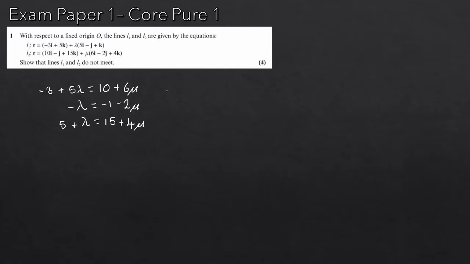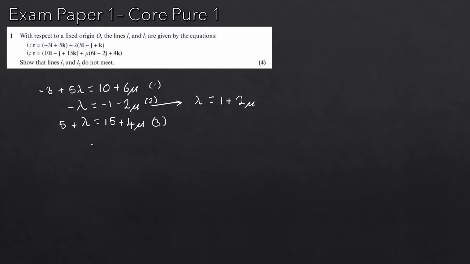So let's do that. Well, the easiest bit to work with here is the minus lambda. Okay, so minus lambda is equal to minus 1 minus 2 mu. Just divide through by minus 1, I'd get lambda is equal to 1 plus 2 mu. Okay, so I've got lambda now. Now I can sub lambda into, I'm going to sub it into this one here, we'll call that equation 3. That's equation 2. That's equation 1. I'm going to sub it into equation 3. We've already used equation 2, so at the very end, I'm going to sub it into 1.